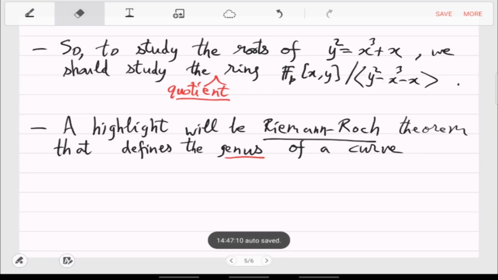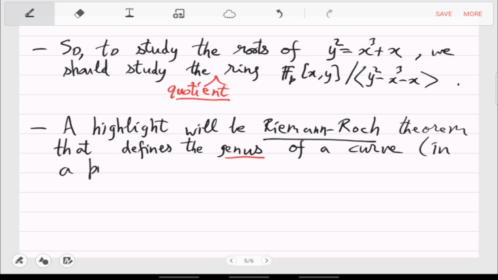But what is the geometric meaning of genus? We'll see that via functions, which is this quotient ring. We will see that when we reach that point. Genus of a curve in any field: we will give an algebraic definition of genus, and then it will be available for you to use in any field. It will now become independent of complex numbers and reals and so on.